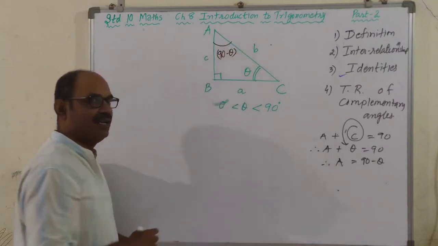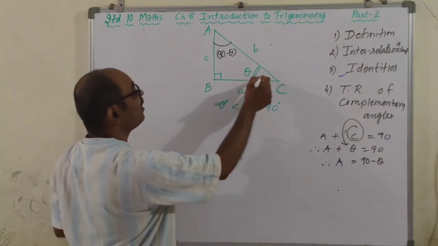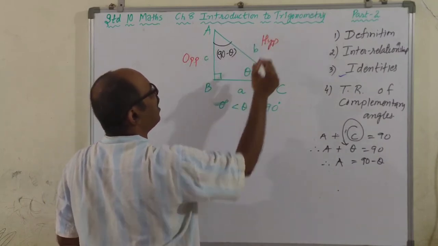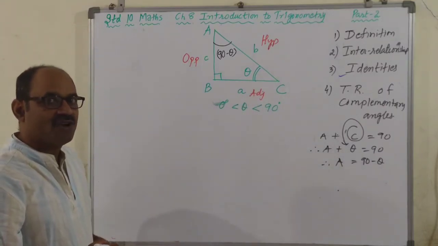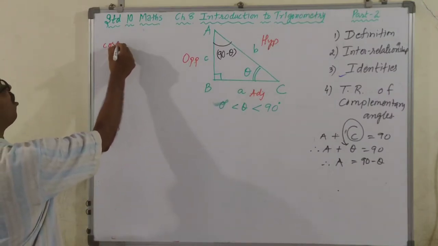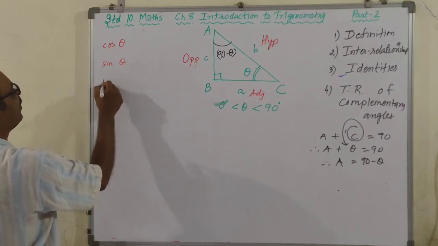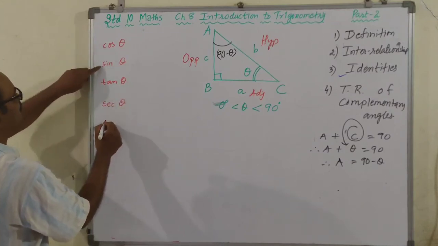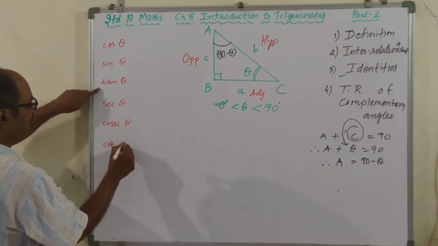Again, two terms are there, so I'll use bracket. Okay. With respect to theta, theta के सामने ये opposite angle, hypotenuse तो यही रहेगा और जो remaining है वो adjacent. So let's find out all 6 trigonometric ratios with respect to angle theta. I'm writing in red. Cos theta, sin theta, tan theta, sec theta, which is inverse of cos, cosec theta, which is inverse of sine, and cot theta.